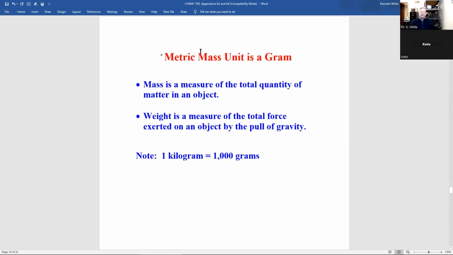Now, the metric mass unit is a gram. Mass is a measure of the total quantity of matter in an object. Weight is somewhat different. Weight is a measure of total force exerted on an object by the pull of gravity. So I'm going to do something that some chemists would object to, but I've done it all my life, and it works with the following assumption.